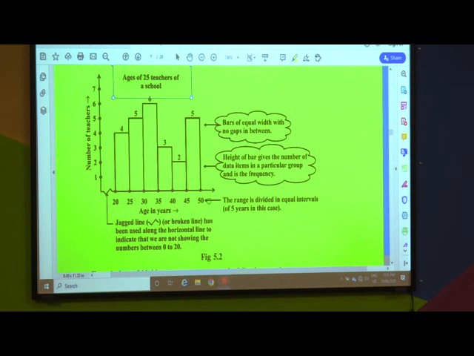Let us see what exactly the descriptions are. See this broken line or crooked line. It is known as a jagged line or broken line. Why is it there? What is the reason? It says a jagged line or broken line has been used along the horizontal line to indicate that we are not showing the numbers between 0 to 20.